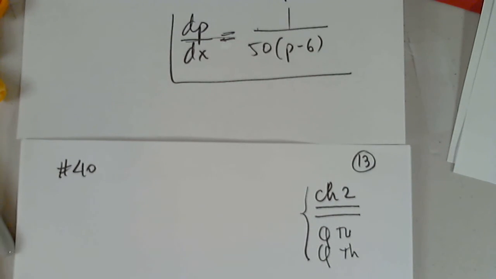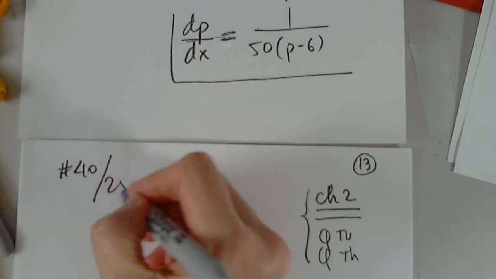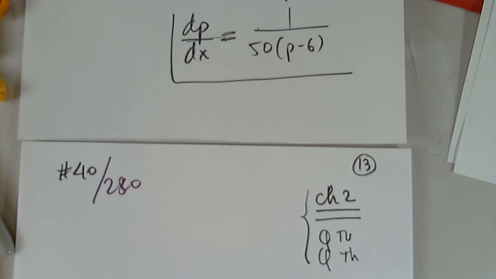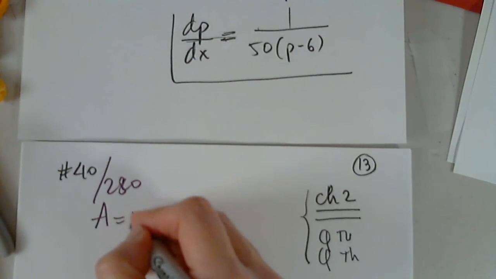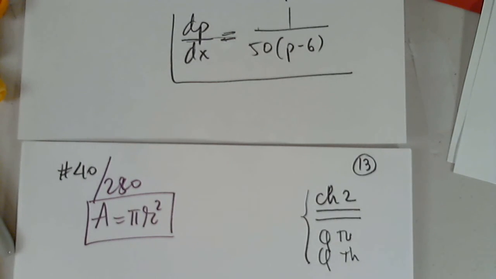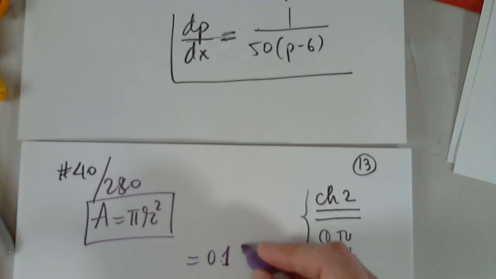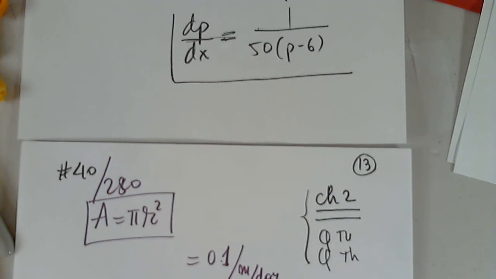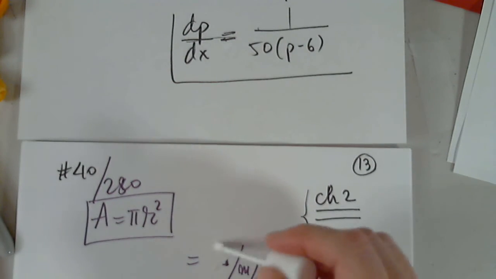Okay, so it says the rate of change of a healing wound, 40 on 280, is given by the following relationship. The radius is decreasing at a rate of 1 millimeter per day. Maybe I should just erase that and write it again. So it's 1 millimeter per day.